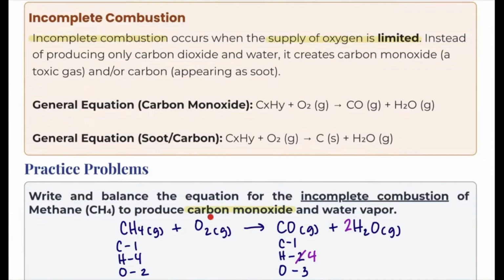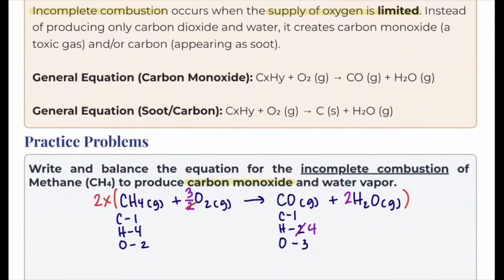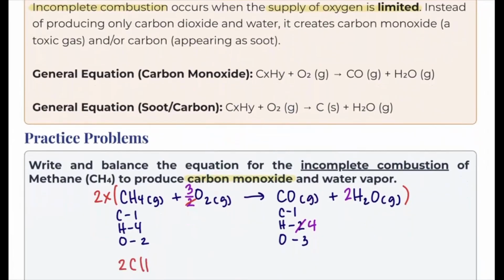And since oxygen is a diatomic, we can do the same trick as before where we write a fraction. So we can write 3 over 2 in front of the O2. To remove the fraction, we multiply the entire equation by 2 to cancel out the 2's from the 3 over 2. And now we're left with 2CH4 reacts with 3O2 to produce 2 COs and 4 H2Os. This is an incomplete combustion because carbon monoxide is formed.